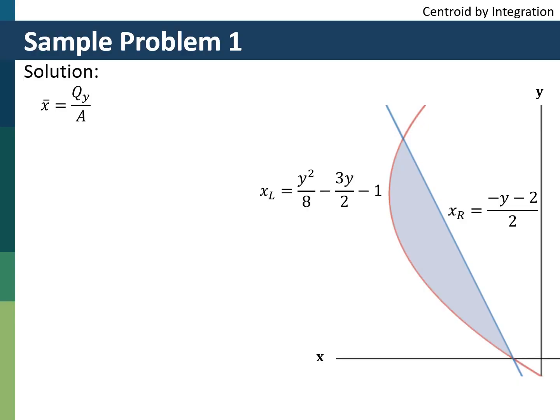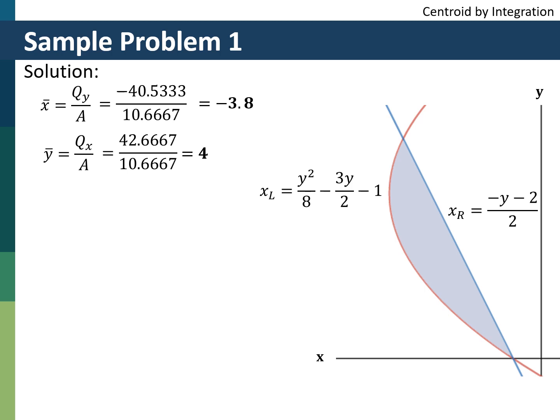The x-coordinate of the centroid is equal to q sub y over a. Substituting the values, the x-coordinate is equal to negative 3.8. The y-coordinate of the centroid is equal to q sub x over a. Substituting the values, the y-coordinate is equal to 4. Shown in the figure is the approximate location of the centroid of the shaded area.